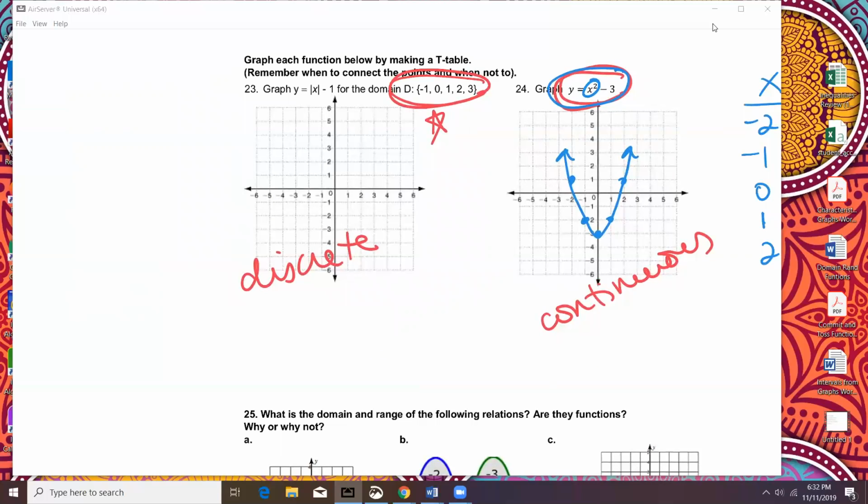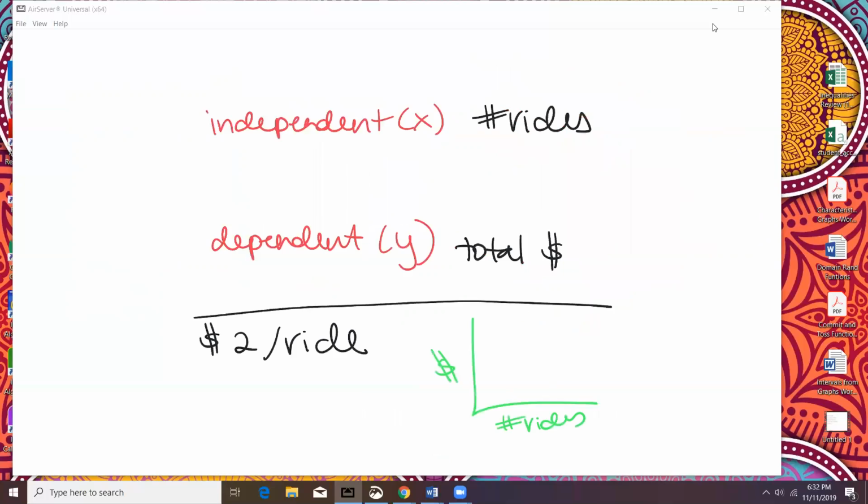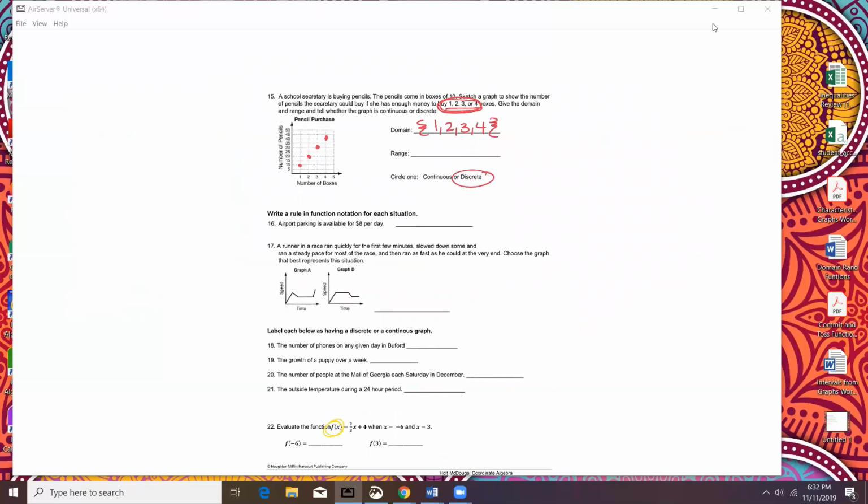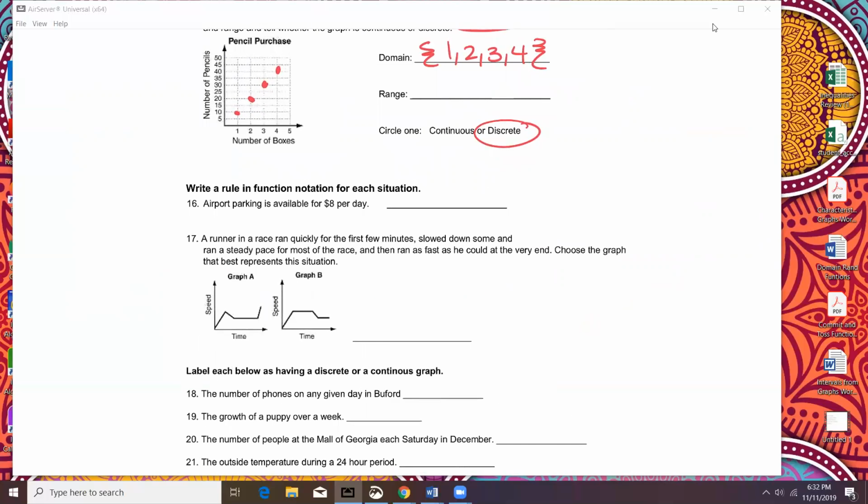And then I think I got one more on 16. 16, yeah. Where it says the notation. Okay. So if x represents the number of days that you're going to park, and y represents the total amount of money that you're going to pay. So parking is available for $8 a day. So you're going to pay $8 per day that you're there.